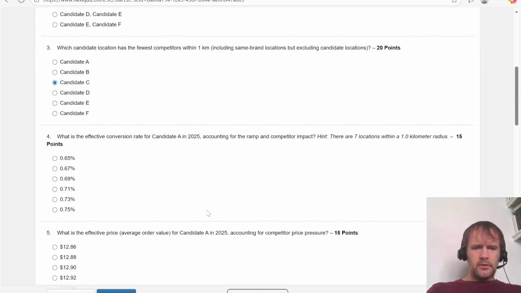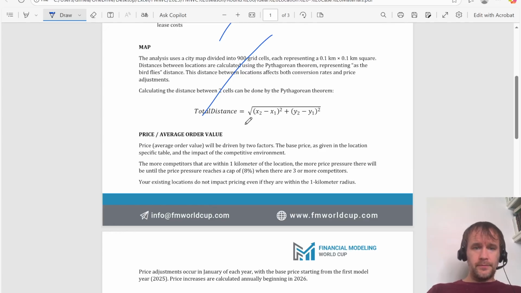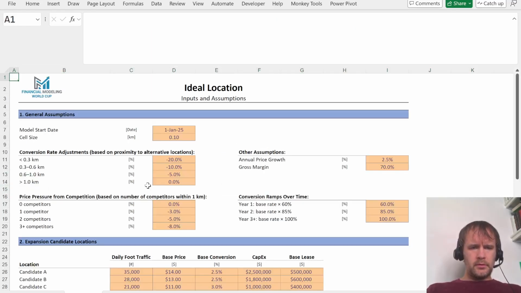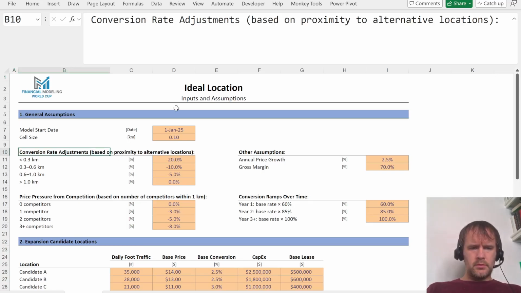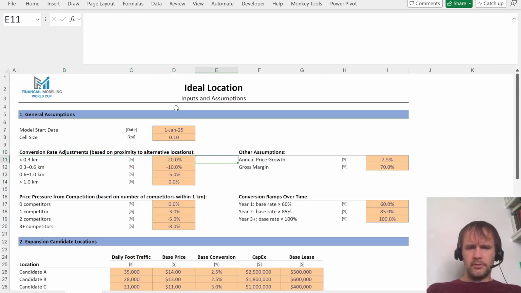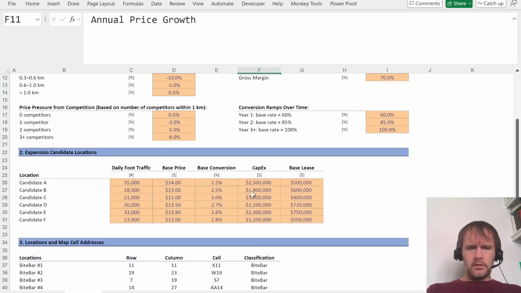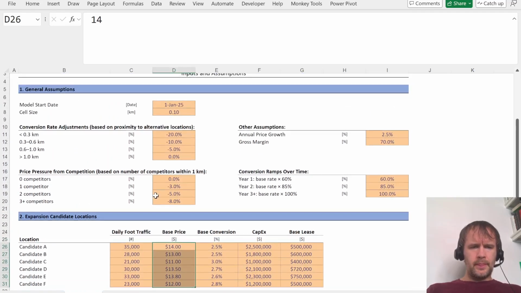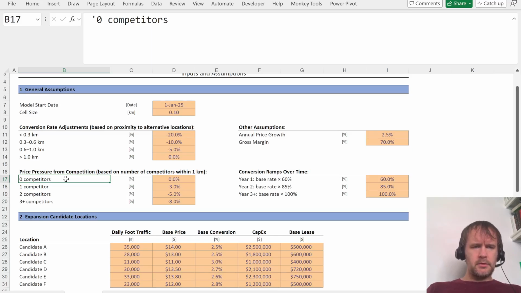The effective conversion rate for candidate A. Okay, so now I need to actually read the question. Price average order value driven by 2 factors: base price as given in the location-specific table and the impact of the competitor environment. So, base price. Conversion rate adjustments. I don't know what this stuff means. Okay, base price. There we go. The more competitors there are within 1 kilometer, the more price pressure there will be. Okay, got it. So, price pressure.